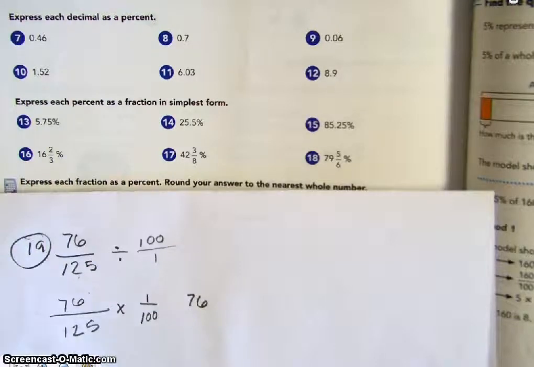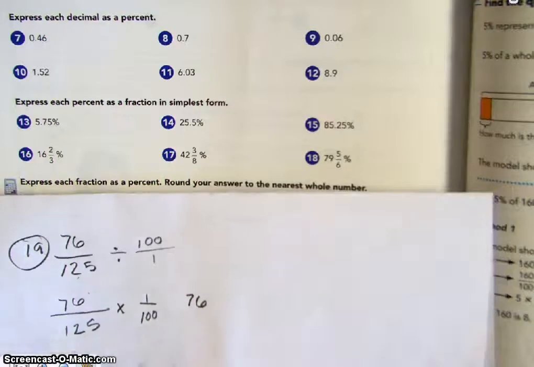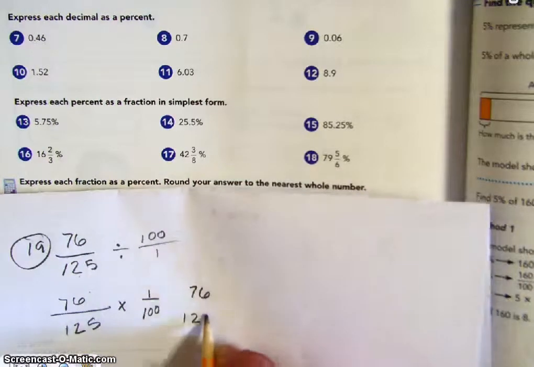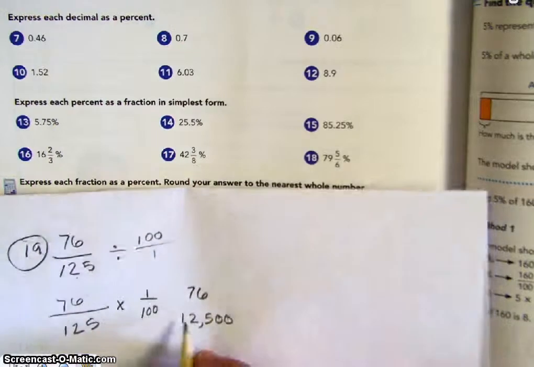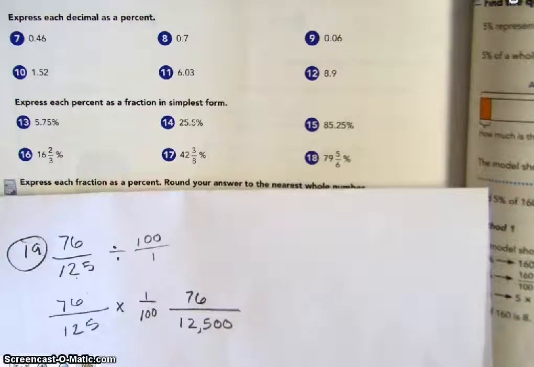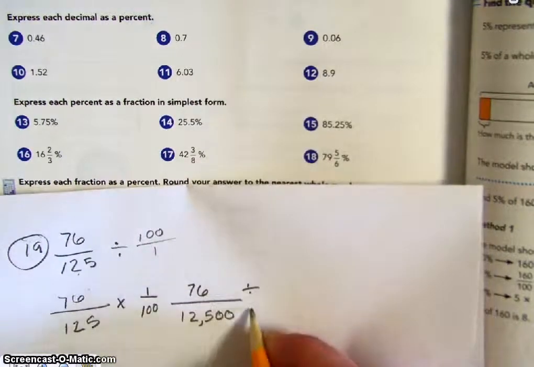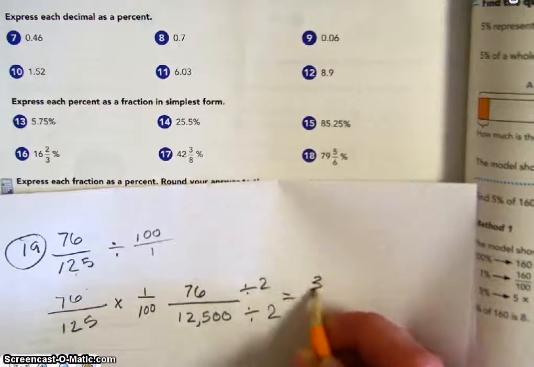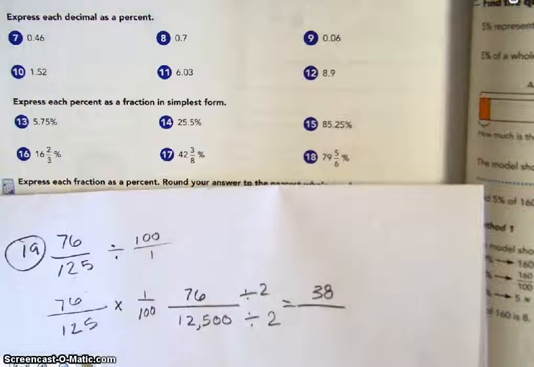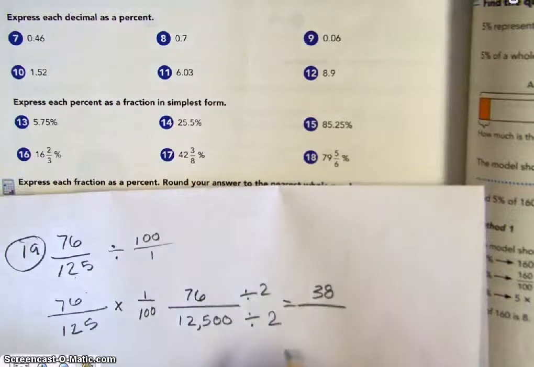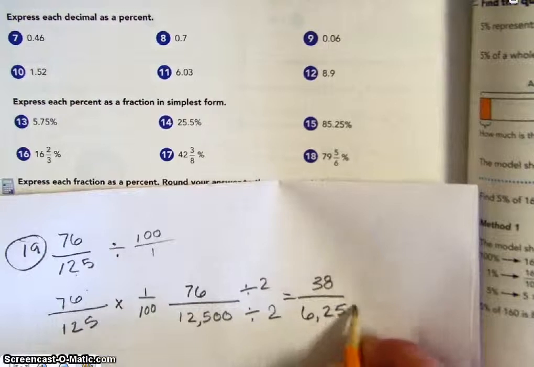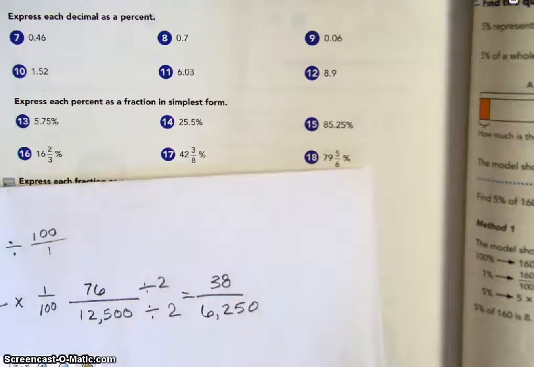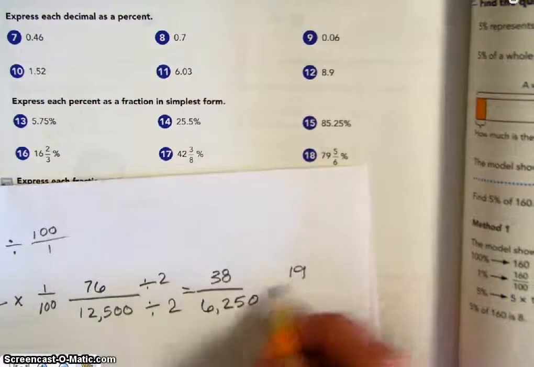125 times 100 is just going to add 2 zeros onto the end here, which would make 12,500, and then we would have to reduce that since they're both even numbers. I could say 76 divided by 2, since they're both even numbers, is going to be 38, and 12,500 divided by 2 is going to be 6,250. They're still even, so I can divide by 2 again, which 38 divided by 2 is 19.